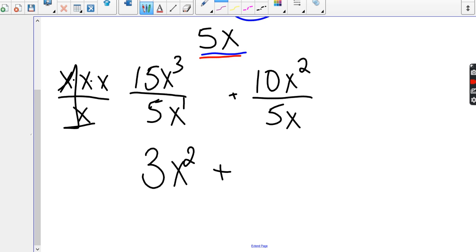We're canceling one out. 10x squared divided by 5x. Well, 10 divided by 5 is 2, and x squared divided by x is x. You have 2 on top, 1 on the bottom. You're going to subtract 1 and be left with just 1x. So the answer is 3x squared plus 2x.